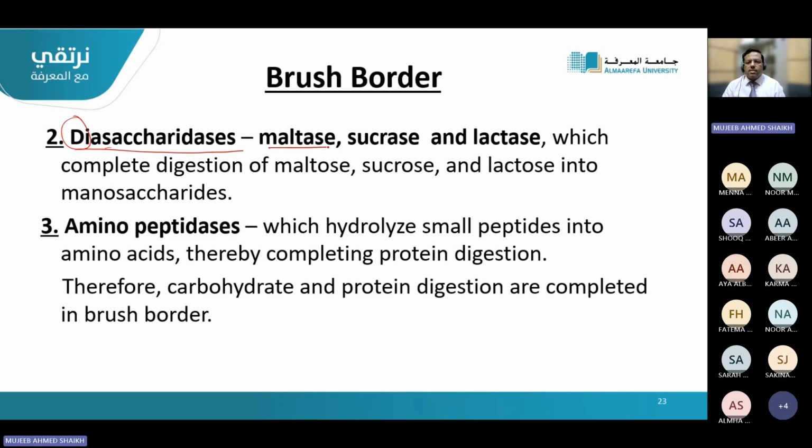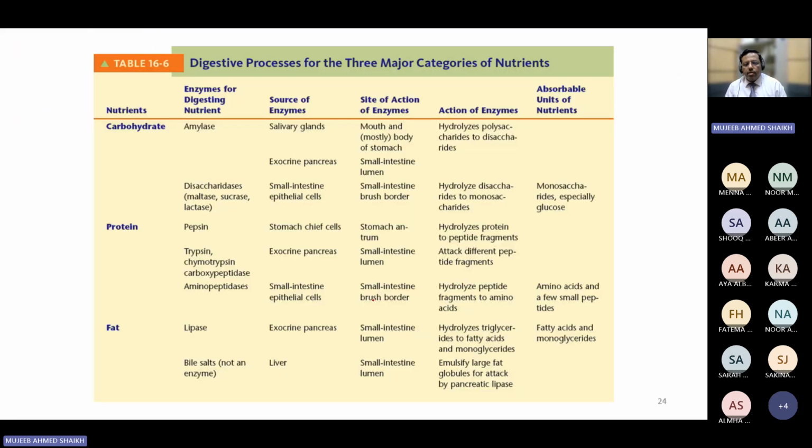Disaccharidases like maltase, sucrase, and lactase help in complete digestion of maltose, sucrose, and lactose. Protein digestion is with the help of aminopeptidases, which hydrolyze or break down the peptide bond and make amino acids, thereby completing protein digestion. Carbohydrate and protein digestion is completed on the brush border, whereas fat is digested by bile salts within the intestinal lumen. It causes emulsification basically.